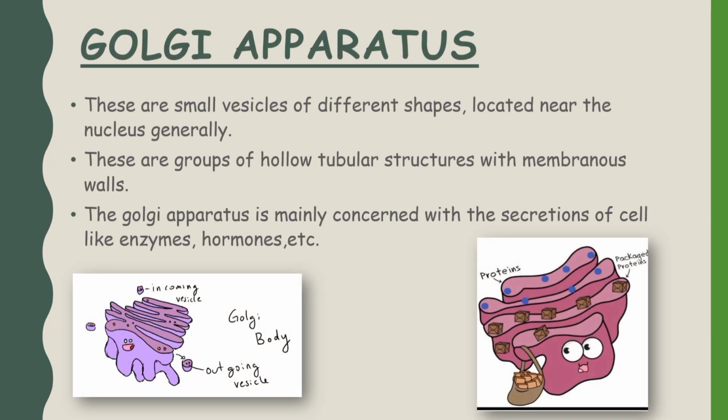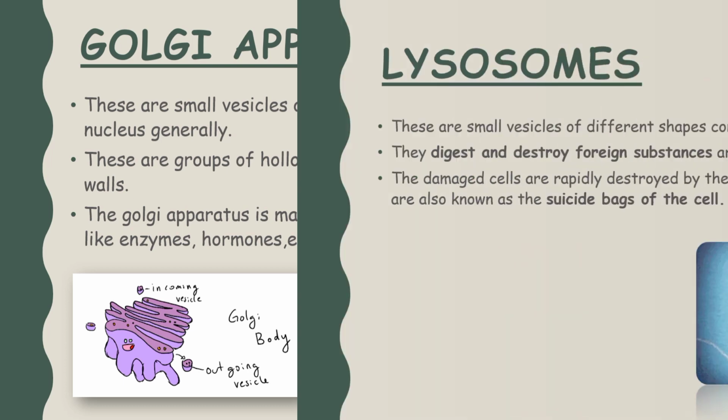Now let's discuss the Golgi apparatus. The Golgi apparatus is mainly composed of stacks of flattened membrane sacs and contains tubules, vesicles, and vacuoles. Its main function is synthesis and secretion of enzymes and hormones.